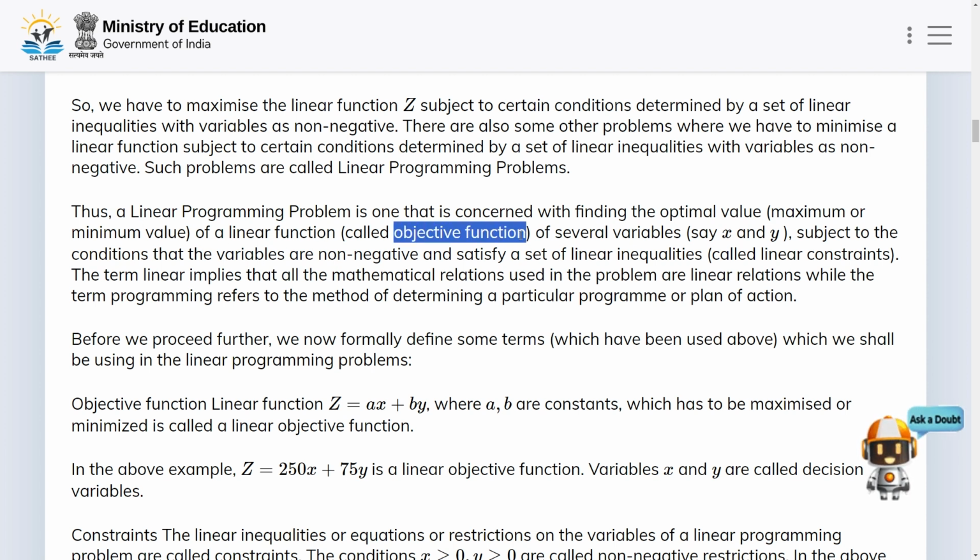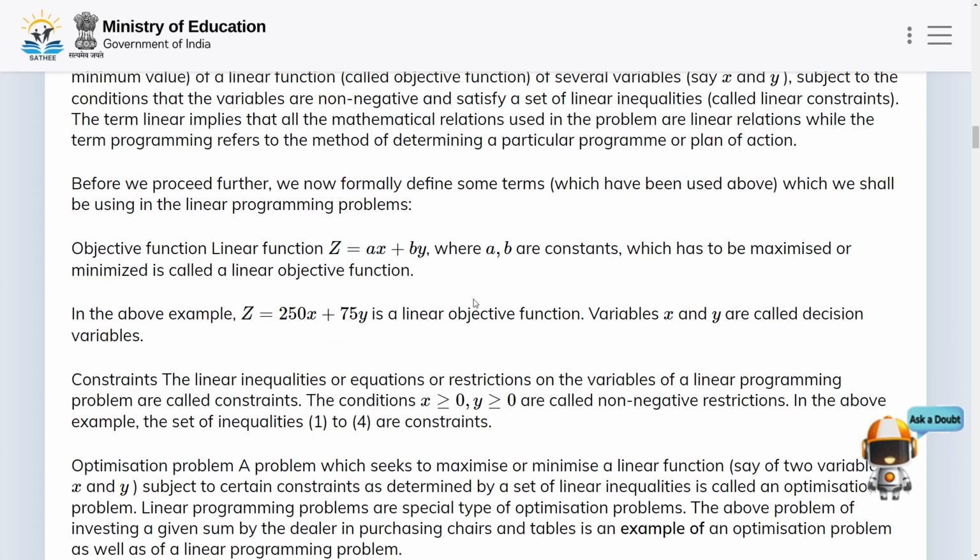You just saw your objective function already given to you, of several variables, subject to the condition that the variables are non-negative and satisfy a set of linear inequalities called linear constraints. The conditions given to you we will be calling linear constraints. The term linear implies that all the mathematical relations used in the problem are linear, while the term programming refers to the method of determining a particular program or plan of action. Clear?